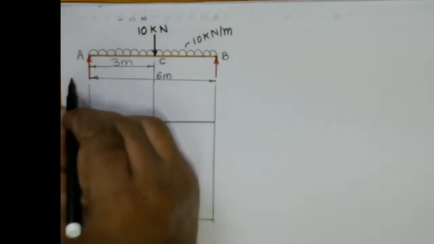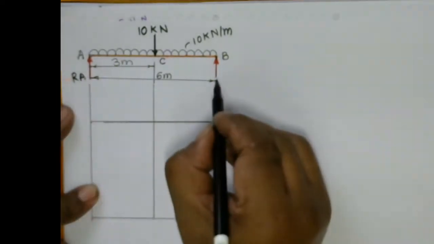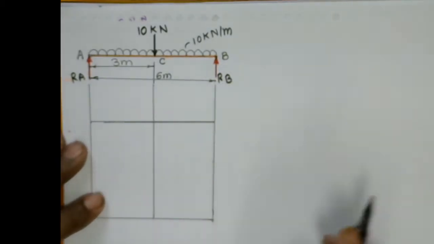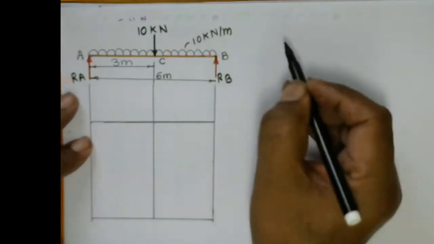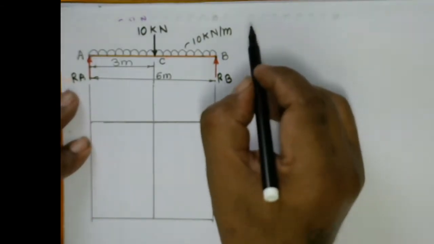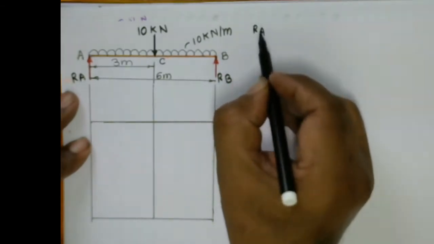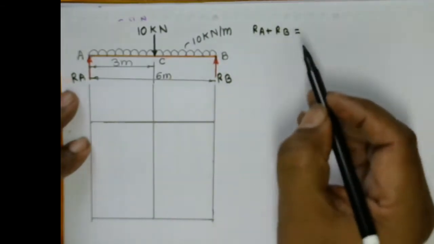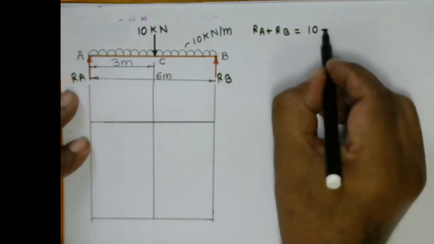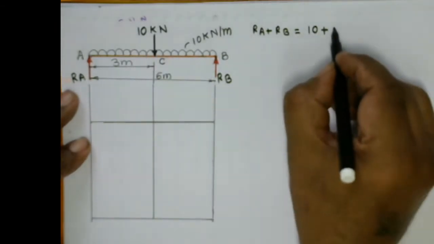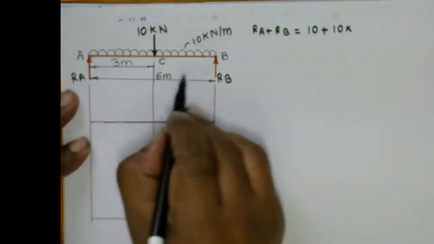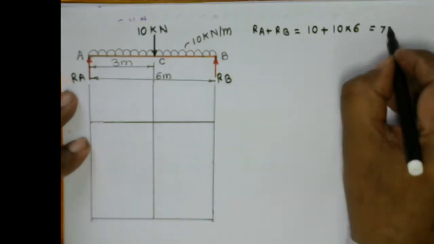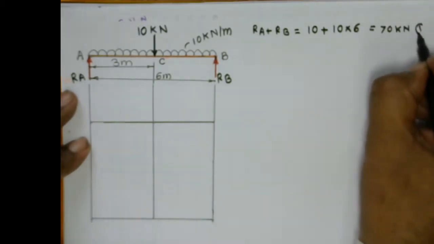So here first we have to calculate its reactions, that is RA and RB. To calculate the reactions RA and RB, we have to consider summation Fy is equal to 0. It means upward forces are equal to downward forces. So RA plus RB are the upward forces, and the downward forces are point load plus UDL. Point load is 10 kilonewton, UDL rate is given as 10 and it is spread over the 6 meter span. So it becomes 70 kilonewton, say equation number 1.